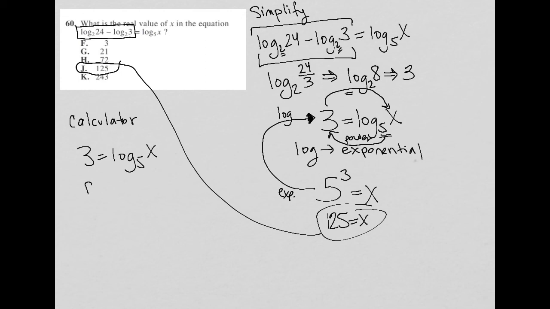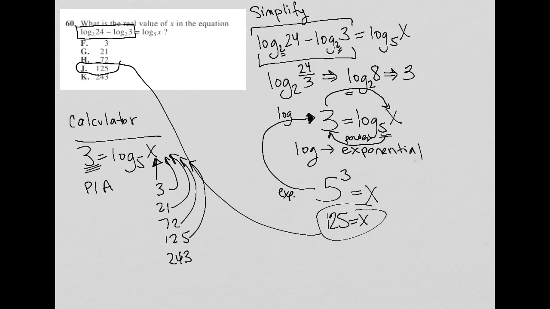So you can definitely get as far as saying 3 equals log base 5 of x, at which point you could then use a plug-in answer strategy, right, where we just continue to replace x with 3, and then 21, and then 72, and then 125, which would be the answer, right? 243, we wouldn't have to try that, but if you wanted to try it, once we plug each of these in for x, we'll find the one that gives us 3 as an answer, right? The one that makes this statement true.